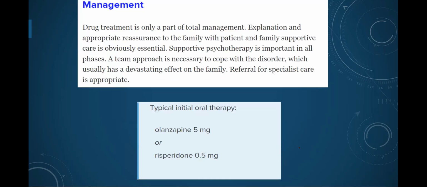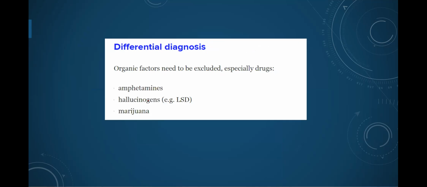Always try to rule out illicit drug abuse because that can also present with similar psychotic features, which we call drug-induced psychosis. Most importantly, marijuana and amphetamine cause psychosis.